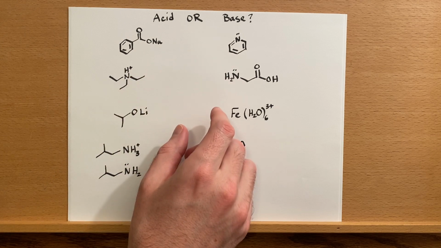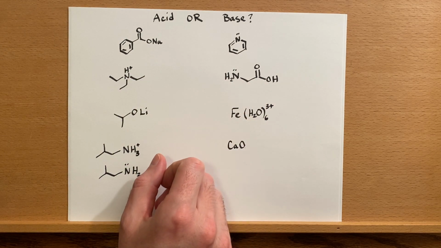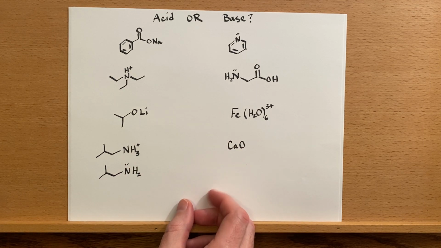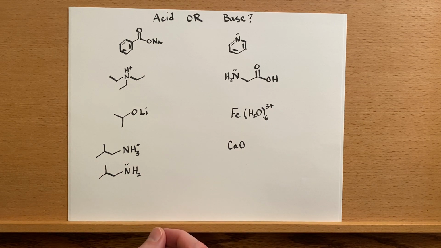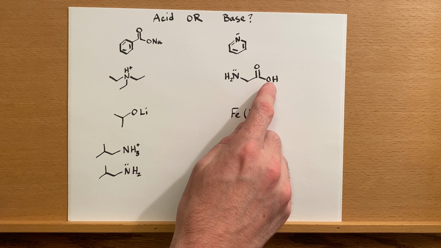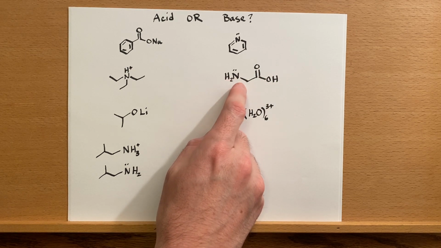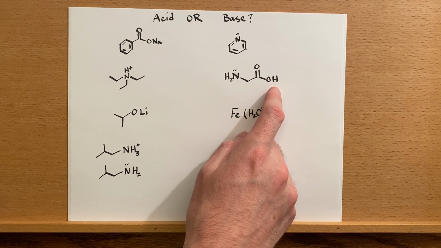Now here's a little trickier molecule. Some of you that have had biology or looked into biochemistry might recognize this as an amino acid. This particular one is glycine. It's the simplest amino acid. And this is actually both an acid and a base. This part of the molecule is the base form. This part is the acid form.